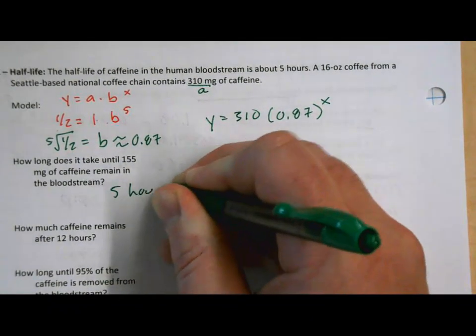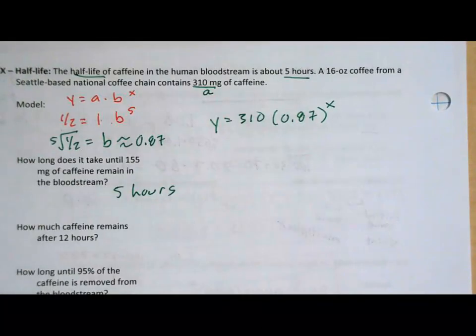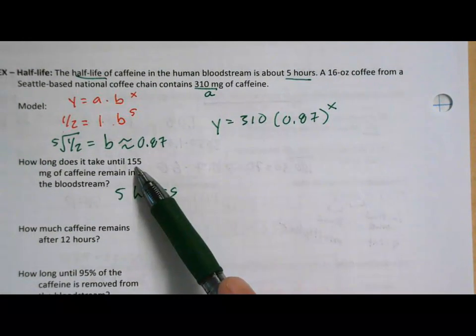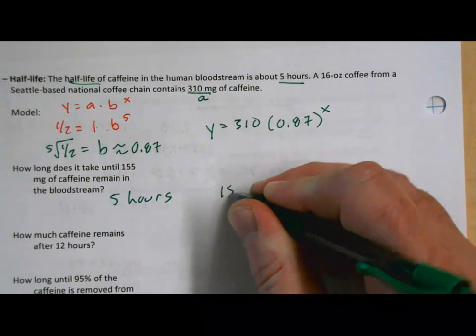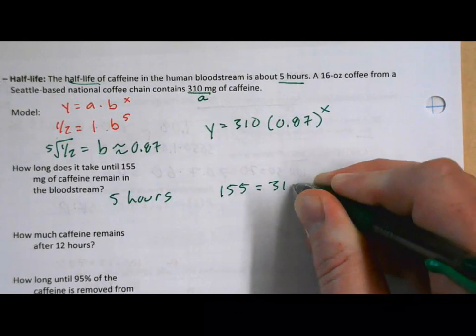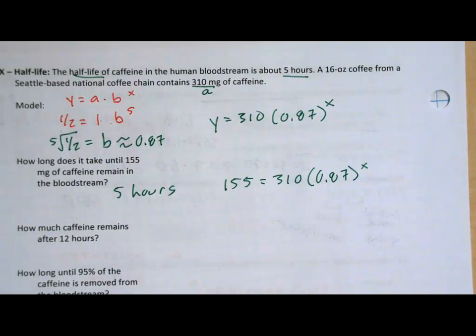5 hours. Why? That's what the half-life is. The half-life is how long it takes for half of it to go away. We started at 310. We're going to end up with 155. I know it's got to be 5 hours. Now, I could actually plug in 155 into my equation and solve it. We could do that if we wanted to. Or we could just say, wait, isn't that the definition of a half-life? Half of it's gone, so it must be 5 hours.